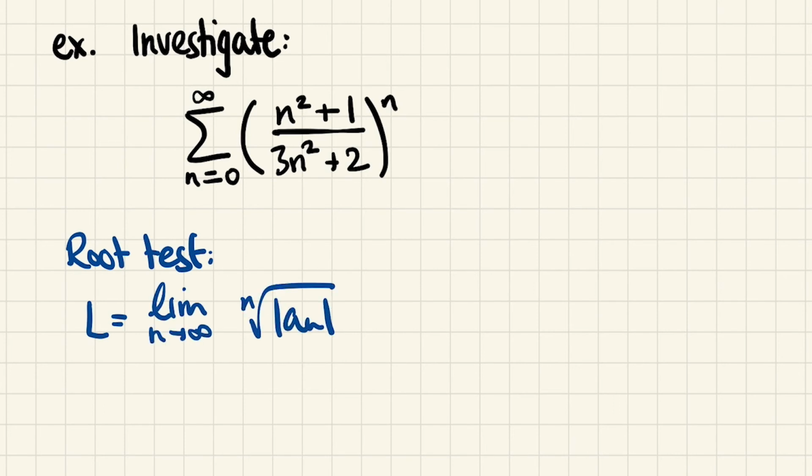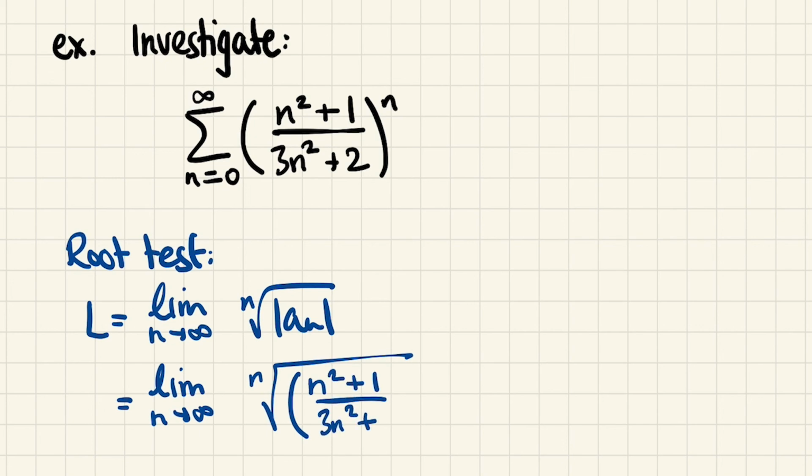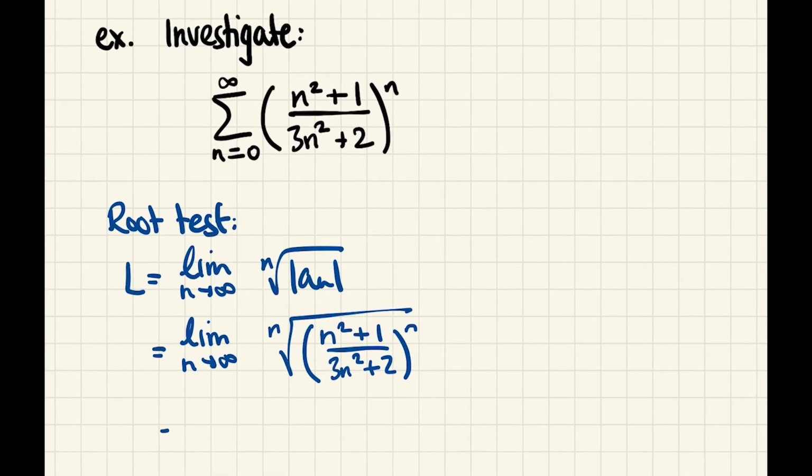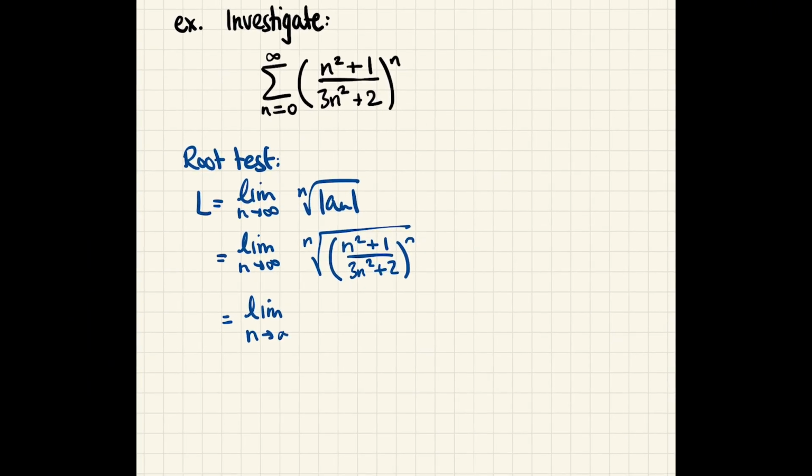So it's the nth root of the absolute value of a_n. The nth root of this stuff, which is already positive, raised to the n. Well, you can see why this is perfectly engineered for the root test, because the nth root of stuff to the n is just going to give you the stuff. So we're just left with this. That's a purely algebraic limit with degree 2 divided by degree 2, so it's just going to be the ratio of leading coefficients. So this evaluates simply to 1/3.